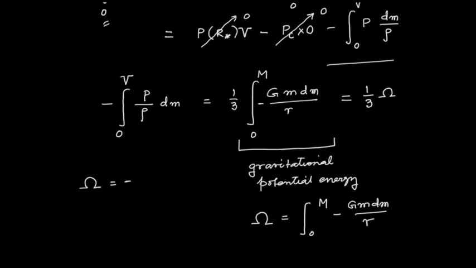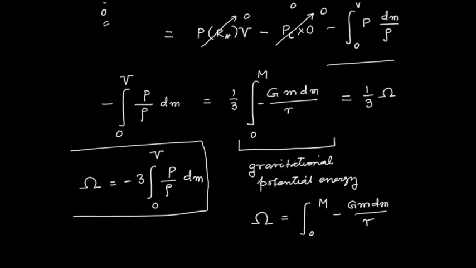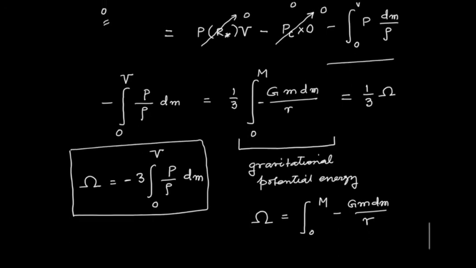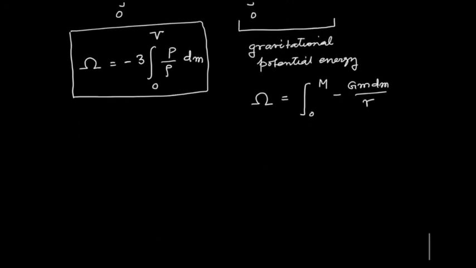So I can leave it here. So omega is minus 3 times 0 to V P by rho dm. If I do not know the dependence of the pressure and the density, this is my virial theorem. This is where I can leave it, if I do not know the dependence of pressure and density.